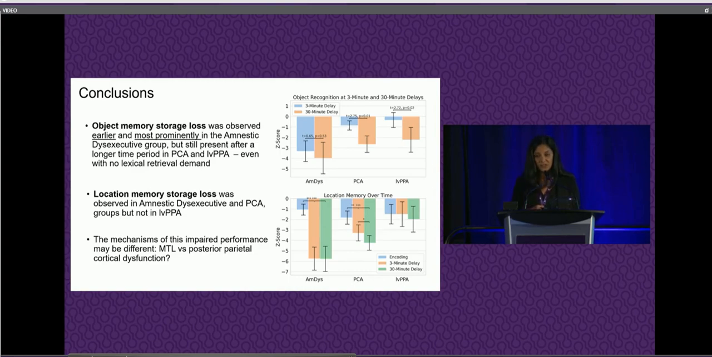Location memory storage loss was observed only in the amnestic dysexecutive and the PCA groups, but not in LVPPA. And we wonder if the mechanisms of this impaired performance may be different. Are there differential roles of the medial temporal lobes versus the posterior parietal cortices in showing this location binding loss differently in these syndromes?